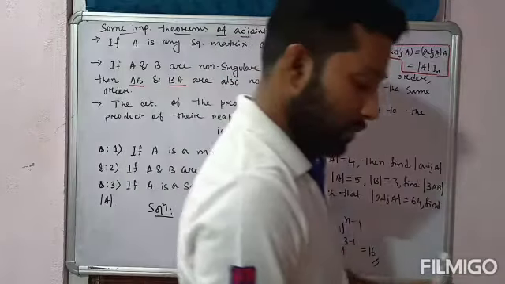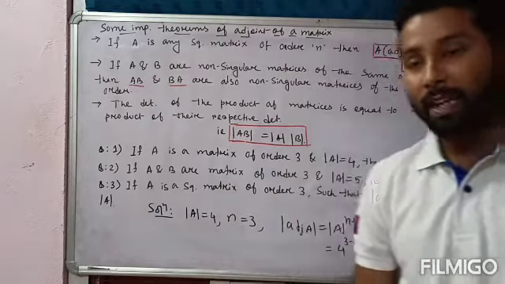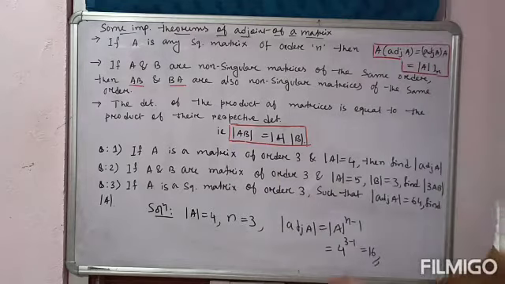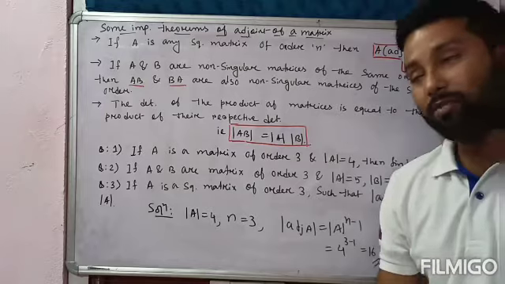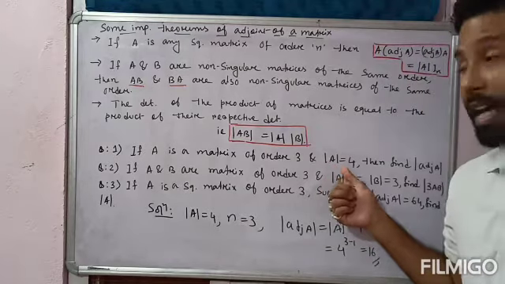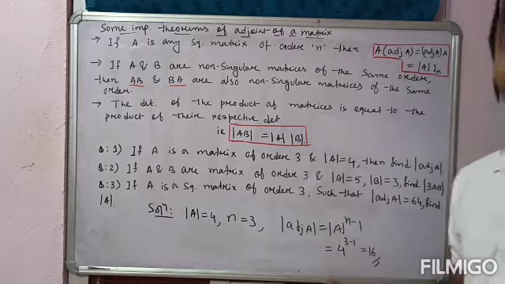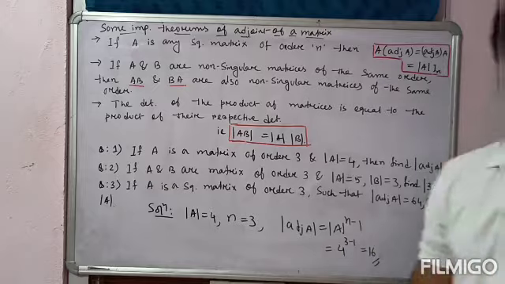Okay, so in property related questions, generally only a 1 mark question comes. So this is the solution of question number 1. Determinant of adjoint of A is equal to determinant of A to the power n minus 1. Determinant A is given 4, n means the order, which is 3, so 4 to the power 3 minus 1, which is equal to 16. So this is the solution of the first question.